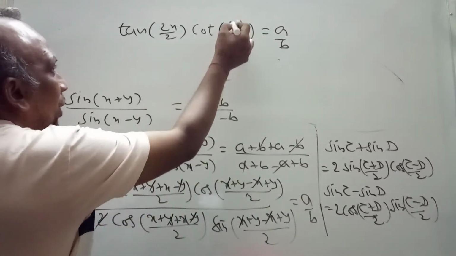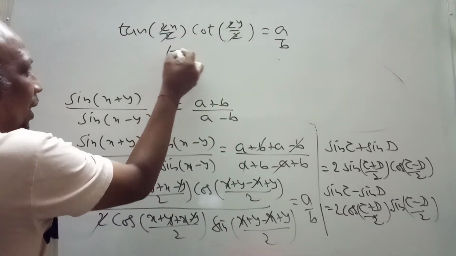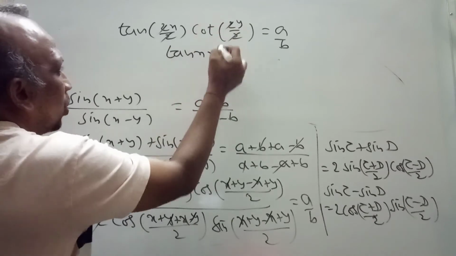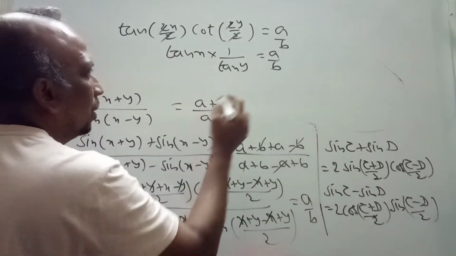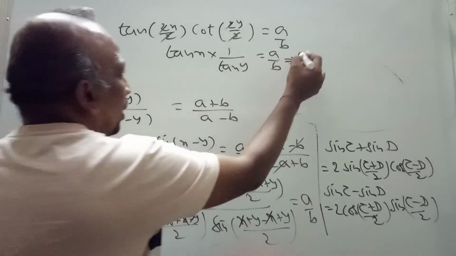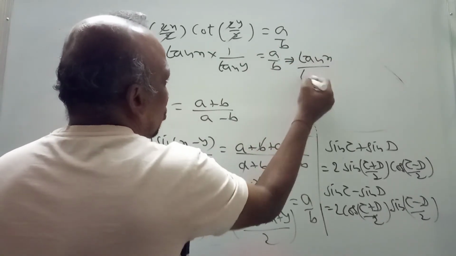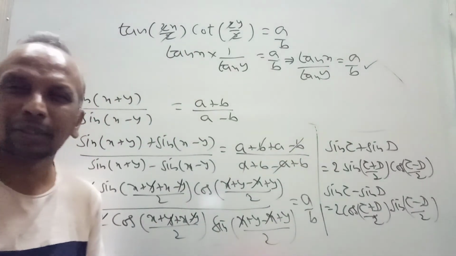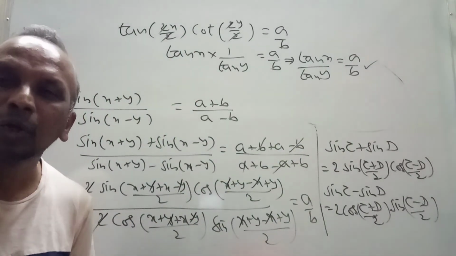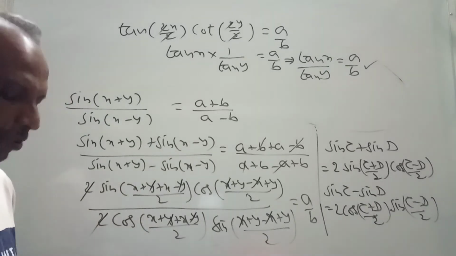Now you can see the 2 cancels here. This is tan x into cot y, which is 1 by tan y, equal to a by b. Now this implies I can write tan x by tan y equal to a by b. So this is the required result, right? We got it: tan x by tan y equals a by b.